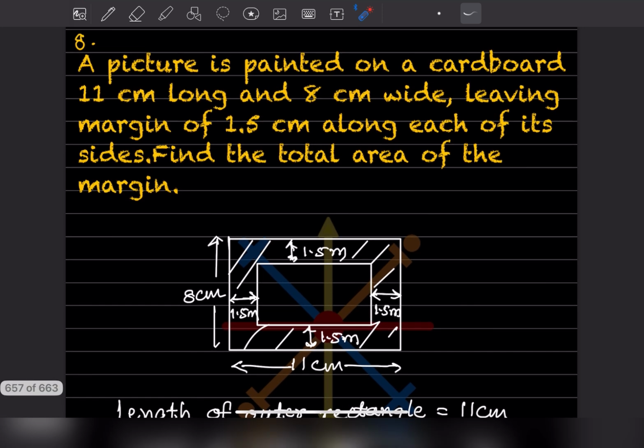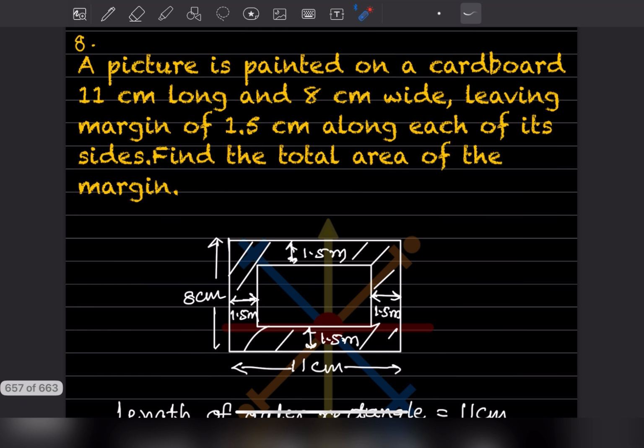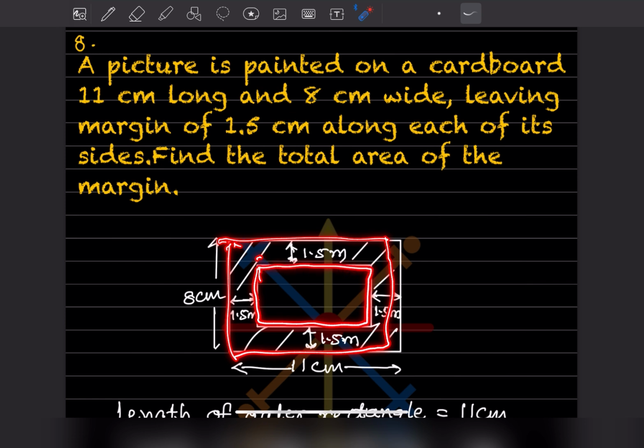So this is a cardboard. It's painted on a cardboard. So this one we can just say that this is a rectangle. Why? Because it is 11 long and this is 8 centimeters wide. So we can put this one. This is painted on a cardboard, and leaving a margin of this one means here this is a margin. This will be 1.5 centimeter on each of its sides. So here this is the margin. So we have to find the total area of this margin.